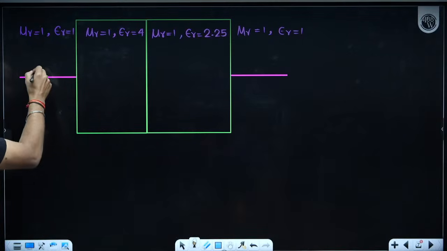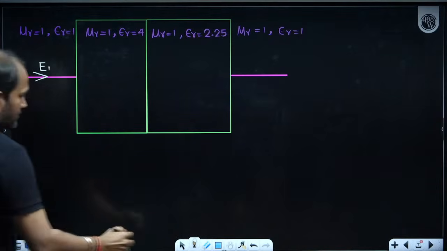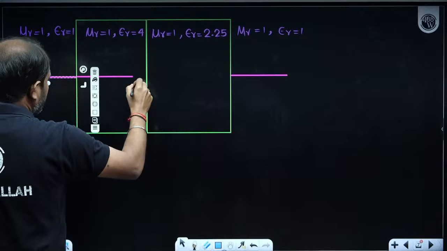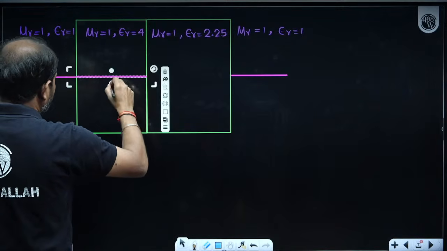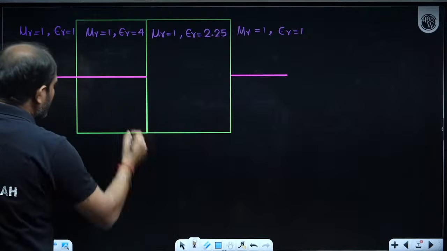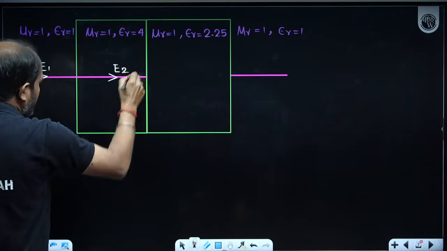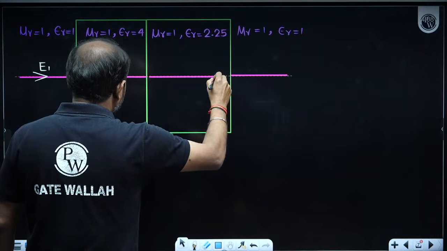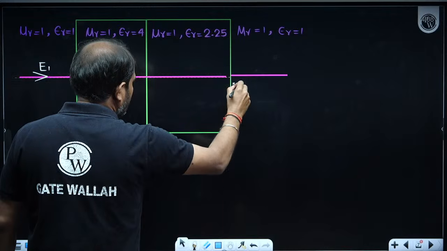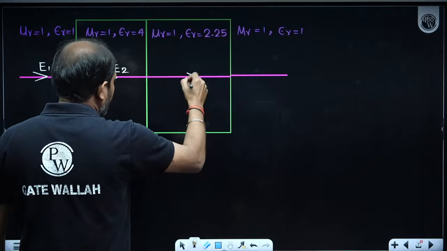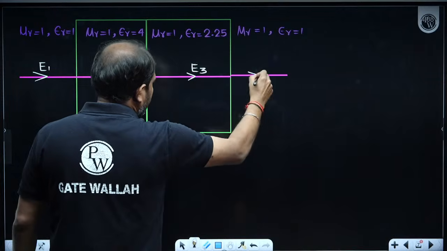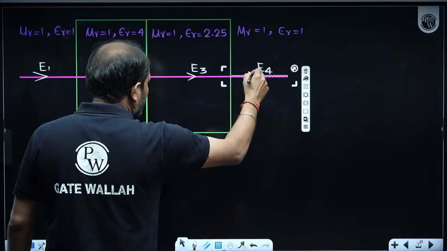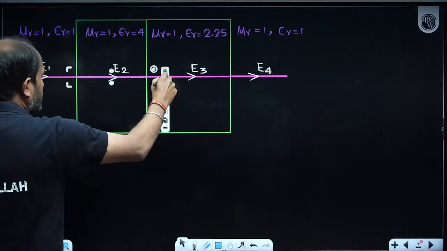So here we have E1, then it will be reflected and transmitted, so you will get E2. Then this one will again be transmitted, so you will get E3. And then it will be transmitted, so you will get E4. So second one is E2.